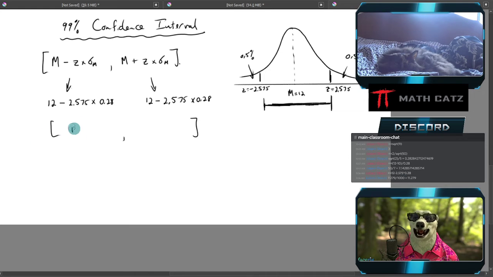And we get 11.28. I'll round it again. And then the other side, 12... Oh, I wrote a minus again. No. That should be, of course, a plus. Back to my calculator. 12 plus 2.575 times 0.28. And we get 12.72, let's say. So that is going to be our confidence interval.